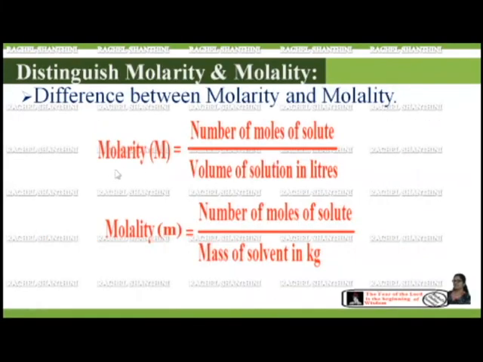The main difference between molarity and molality is expressed in volume. Volume is a temperature dependent unit. So molarity is temperature dependent. Molality is expressed in mass. Since mass is independent of temperature, molality is also independent of temperature.